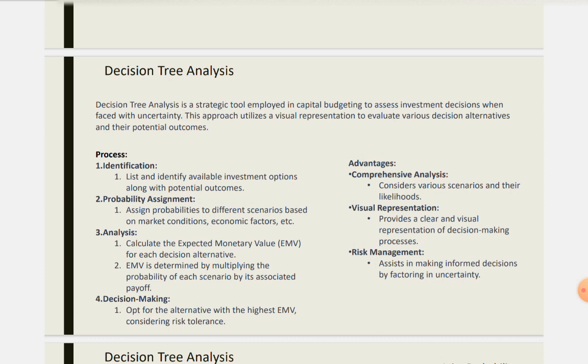So essentially, the process involves identification. You list and identify available investment options along with potential outcomes. You assign probability values based on market conditions, economic factors. That is subjective, but still you have to take the best guess that you can. You create the expected monetary value for each decision alternative, ideally by multiplying the probabilities, and finally the one with the highest value is the one that you accept.